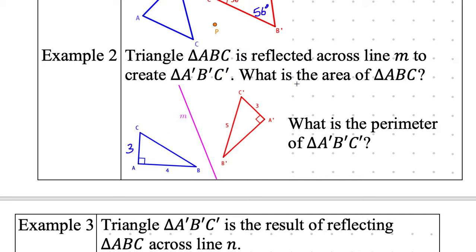The area of a triangle is 1/2 base times height. So it's going to be 1/2, 3 times 4, and half of 12 is 6. So it's going to be 6 units squared.